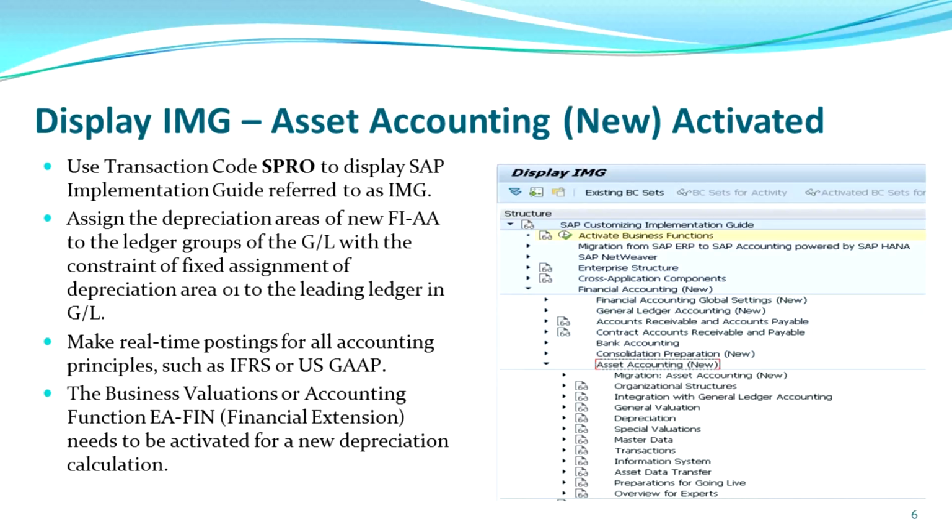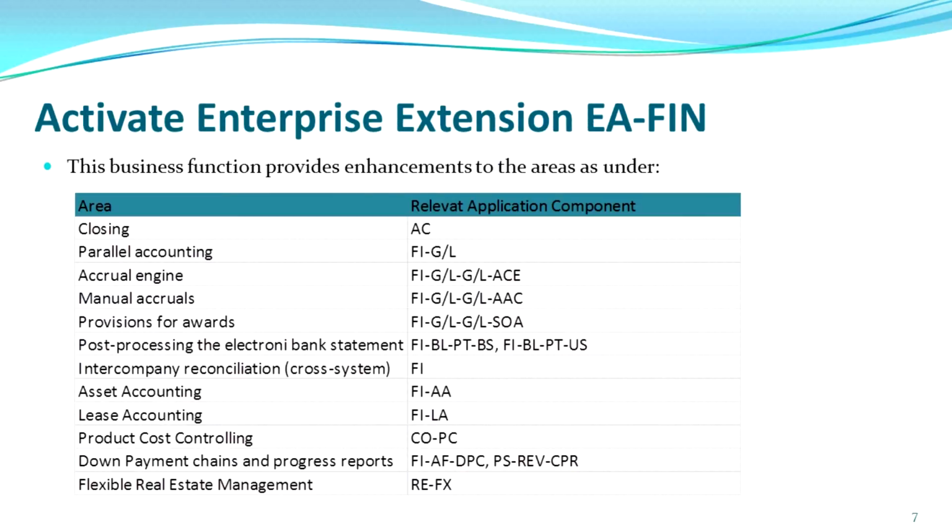You also need to activate certain business functions, such as EA-FIN, financial extension, for the new depreciation calculation. When you activate enterprise extension EA-FIN, the following business function enhancements will be activated. So these are the enhancement functions. How to activate EA-FIN, I'll show in the video.